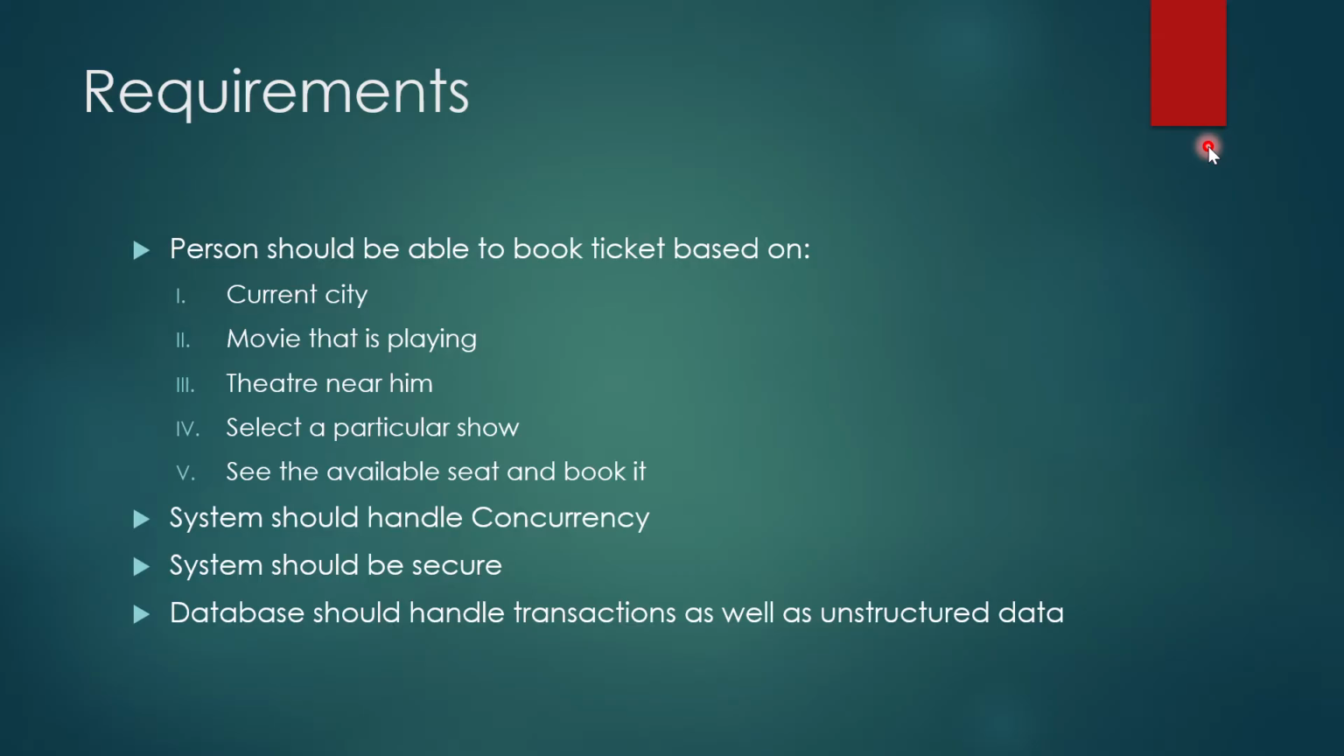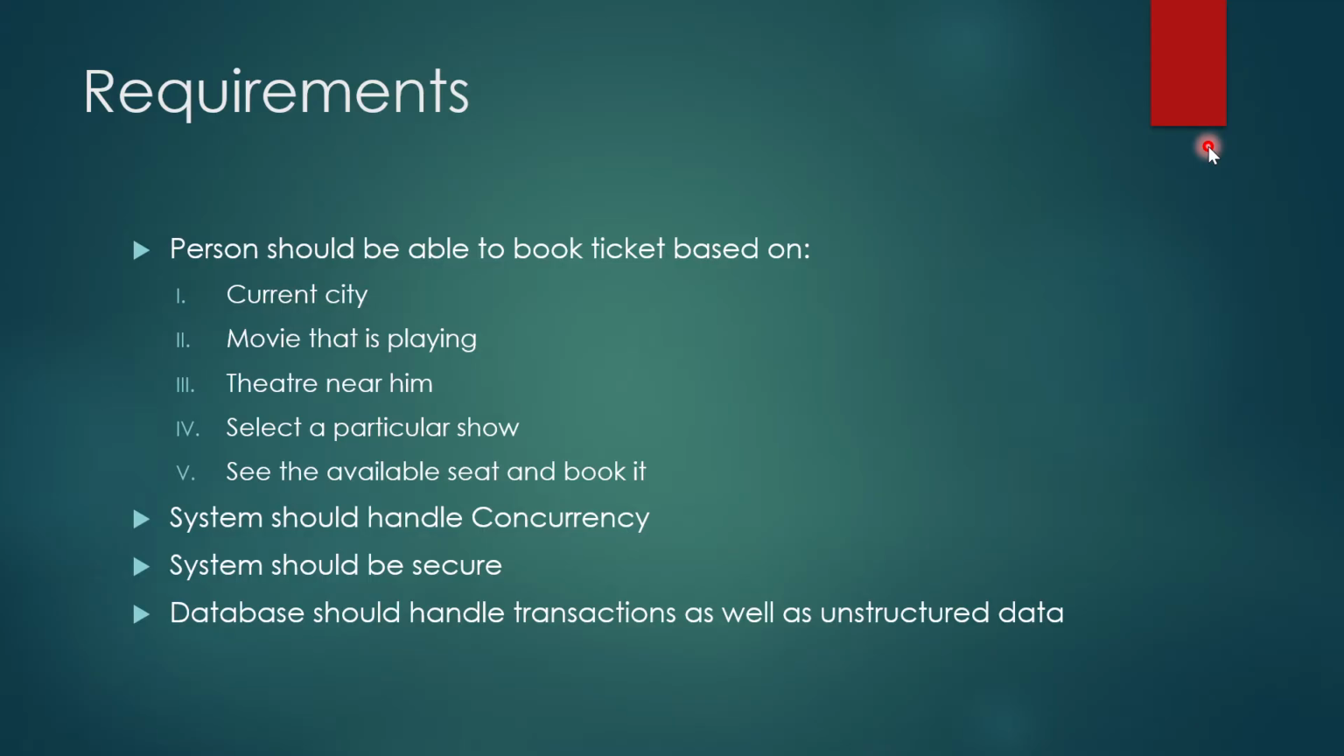So the requirement for today's interview problem is we need to design a movie ticket booking system, and in India the most common one is BookMyShow. The requirement says that a person should be able to book the ticket based on the city he is residing in, the movie that is playing currently, and the theaters, which should be arranged like the theaters which are near to him. And once he selects the theater, then he should be able to select a particular show for that movie.